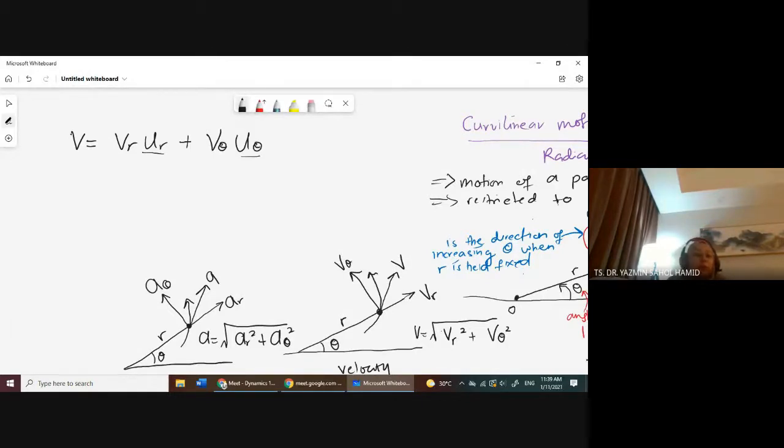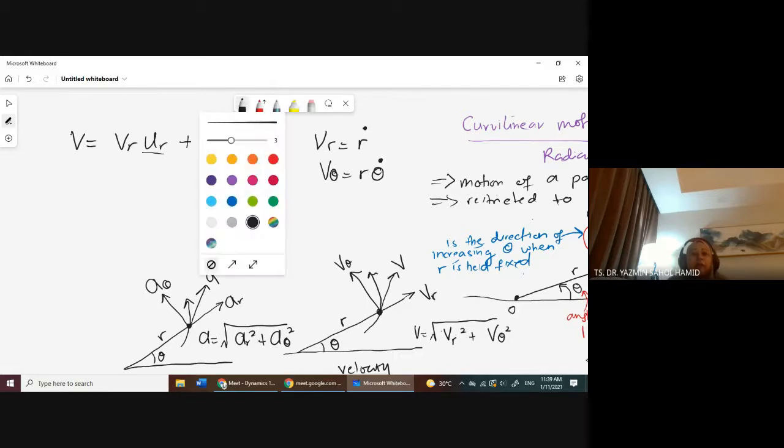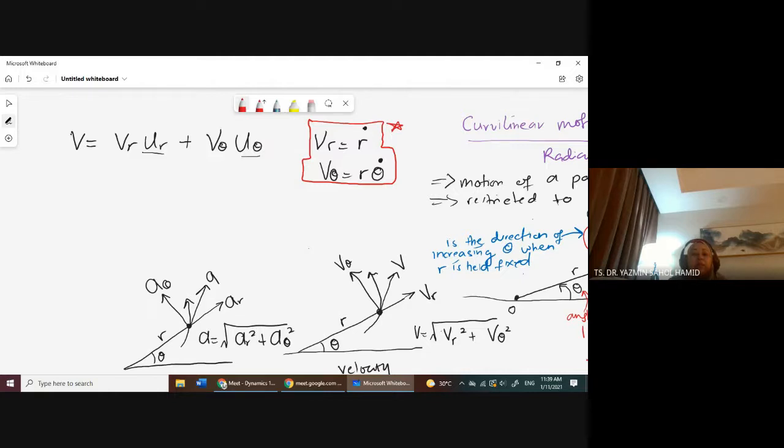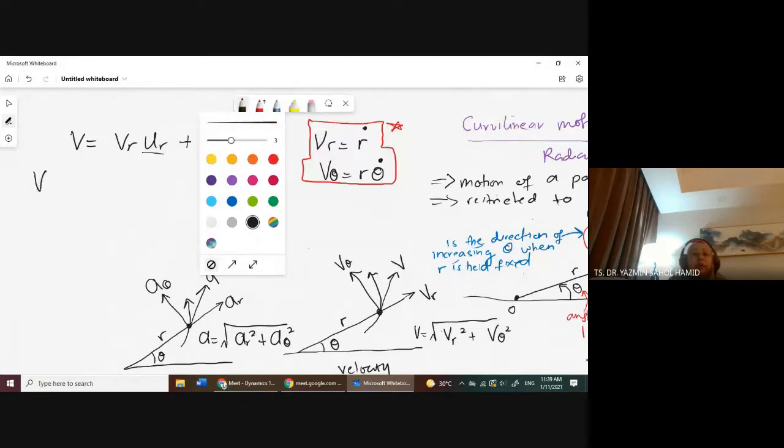But before that, what is VR? VR is the derivative of R, R dot. And what is V theta? V theta is R theta dot. So these are new formulas that you need to take note of. Maybe we will draw a box so that you remember. These are important formulas. So if you need to find the velocity, it will be equal to what?